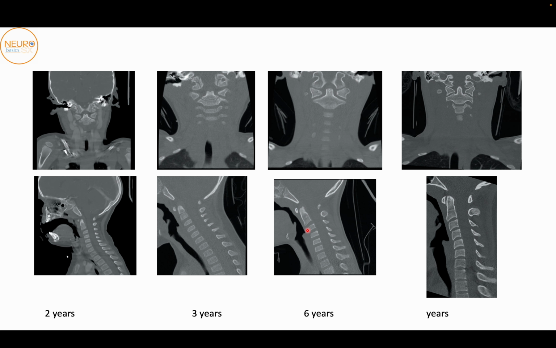Right, so as we can see, by 6 years it's here itself. The basal dens centers have fused, and the subdental synchondrosis is gone. That is also fused with the centrum. The centrum and the neural arches are fused onto the side over here, but still the apical dens center is not fused.